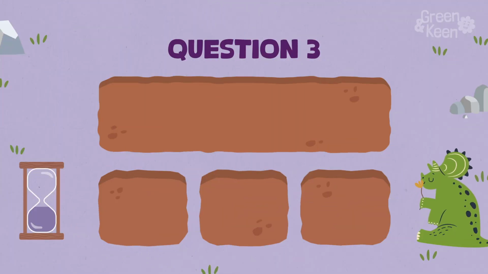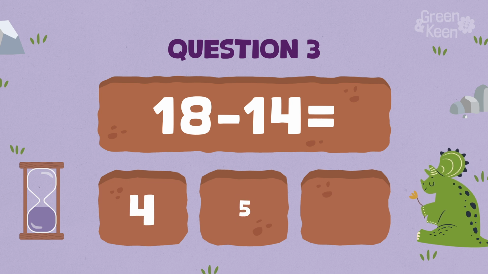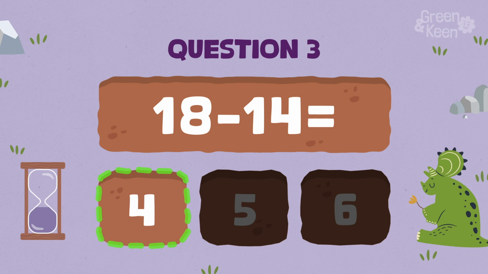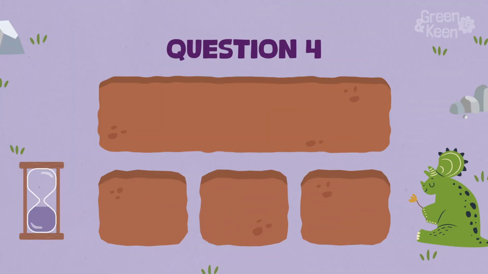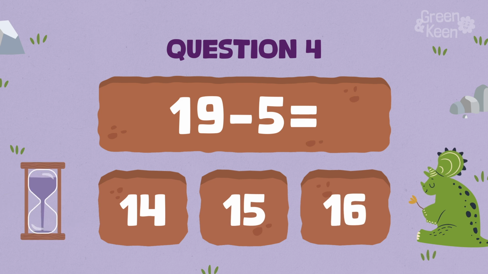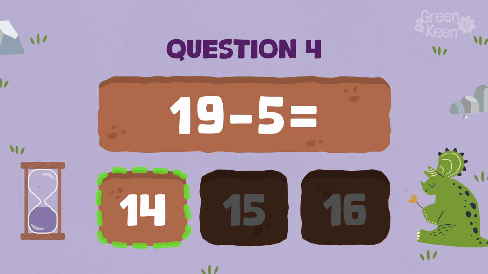Question number 3. 18 minus 14 equals... The answer is 4. Question number 4. 19 minus 5 equals... The answer is 14.